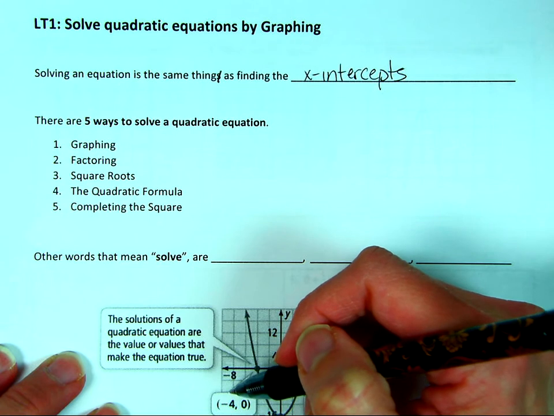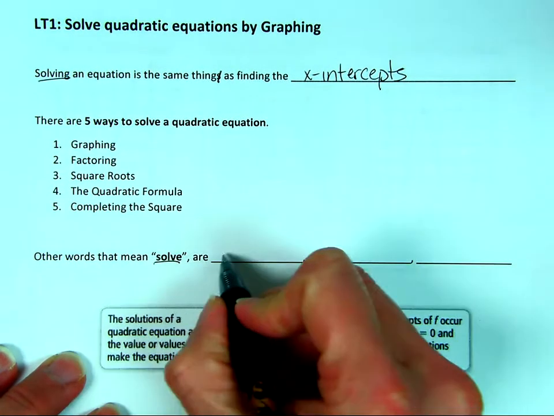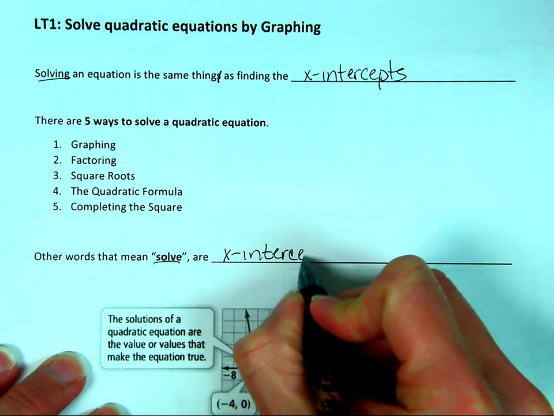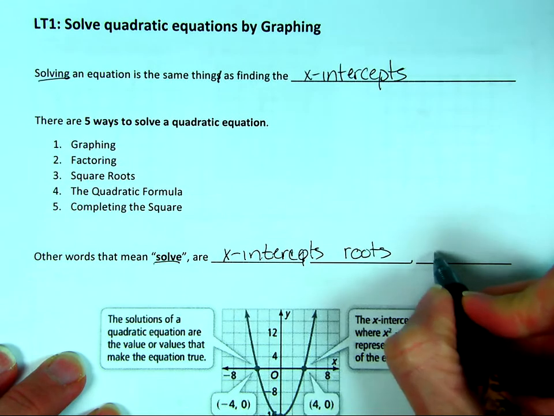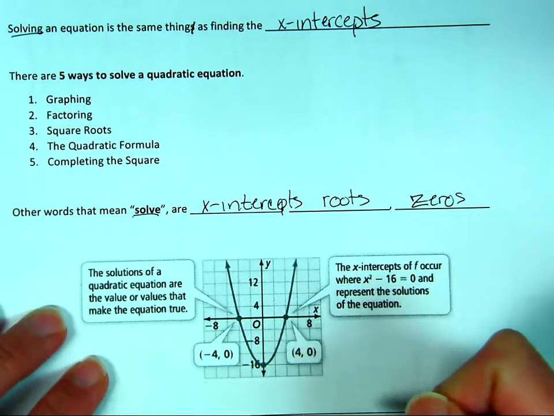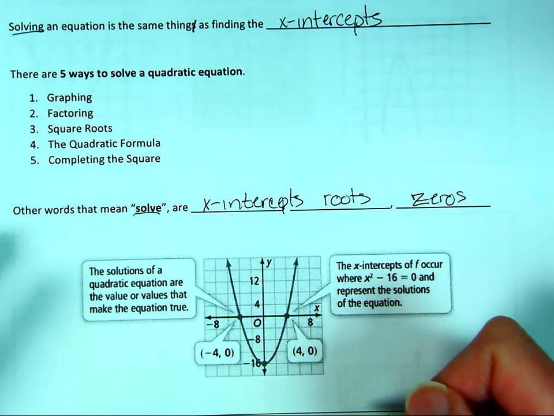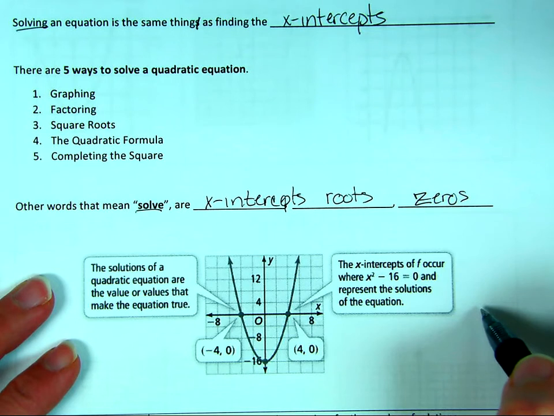So there's different words we use. Sometimes we use the word solve. Sometimes we use the word find the x-intercepts instead of solve. And sometimes we use the word roots. And sometimes we use the word zeros. So all of those really mean the same thing. So if you're ever asked on a question, hey, find the x-intercepts, or find the zeros, or find the roots, or find the solution to an equation, those all mean the same thing.